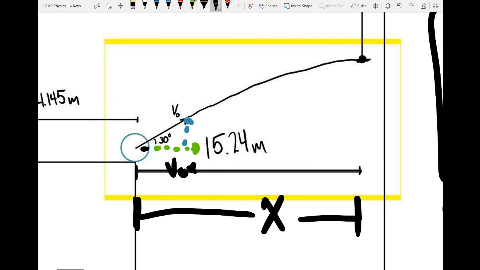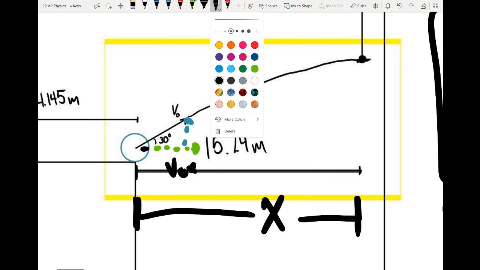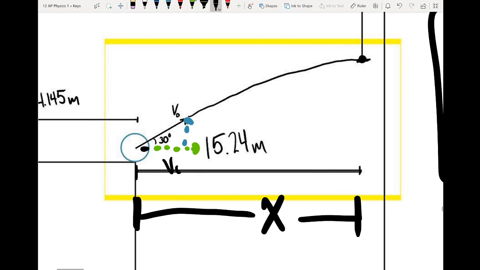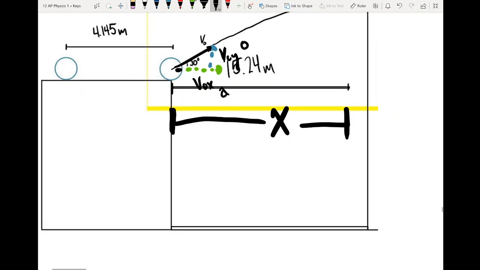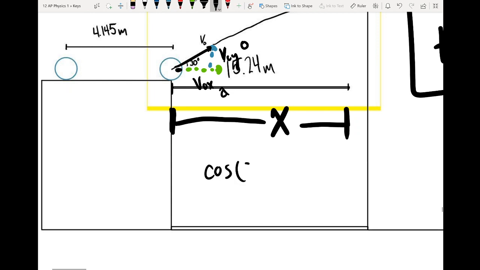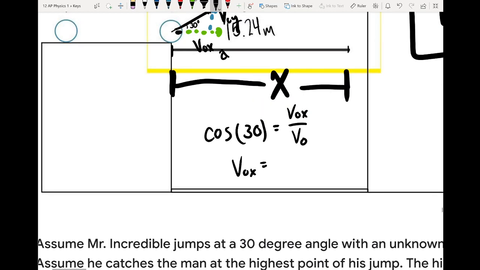We can say this is v naught x, and that's v naught y, and we can split v naught into those two components. V naught x is the component that is adjacent to my 30-degree angle. V naught y is opposite. So if I want to figure out v naught x in terms of v naught, I can say cosine of 30, using my trig, is equal to the adjacent over my hypotenuse. So v naught x is equal to v naught cosine of 30.